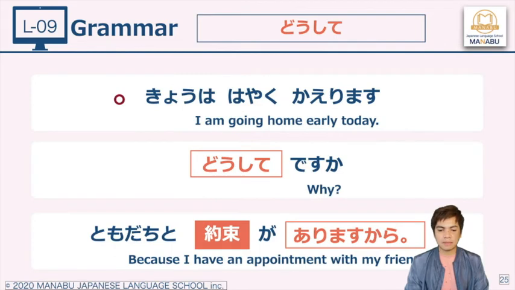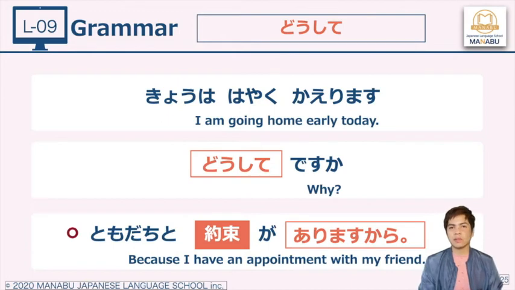Another example, "Kyou wa hayaku kaerimasu." So, someone said, "Kyou wa hayaku kaerimasu." I'm going home early today. Then, someone asked, "Doushite desu ka?" Why? So, he is asking the reason why. Then, he answered, "Tomodachi to yakusoku ga arimasu kara." So, if you remember our previous example, "yakusoku ga arimasu kara," because I have an appointment.